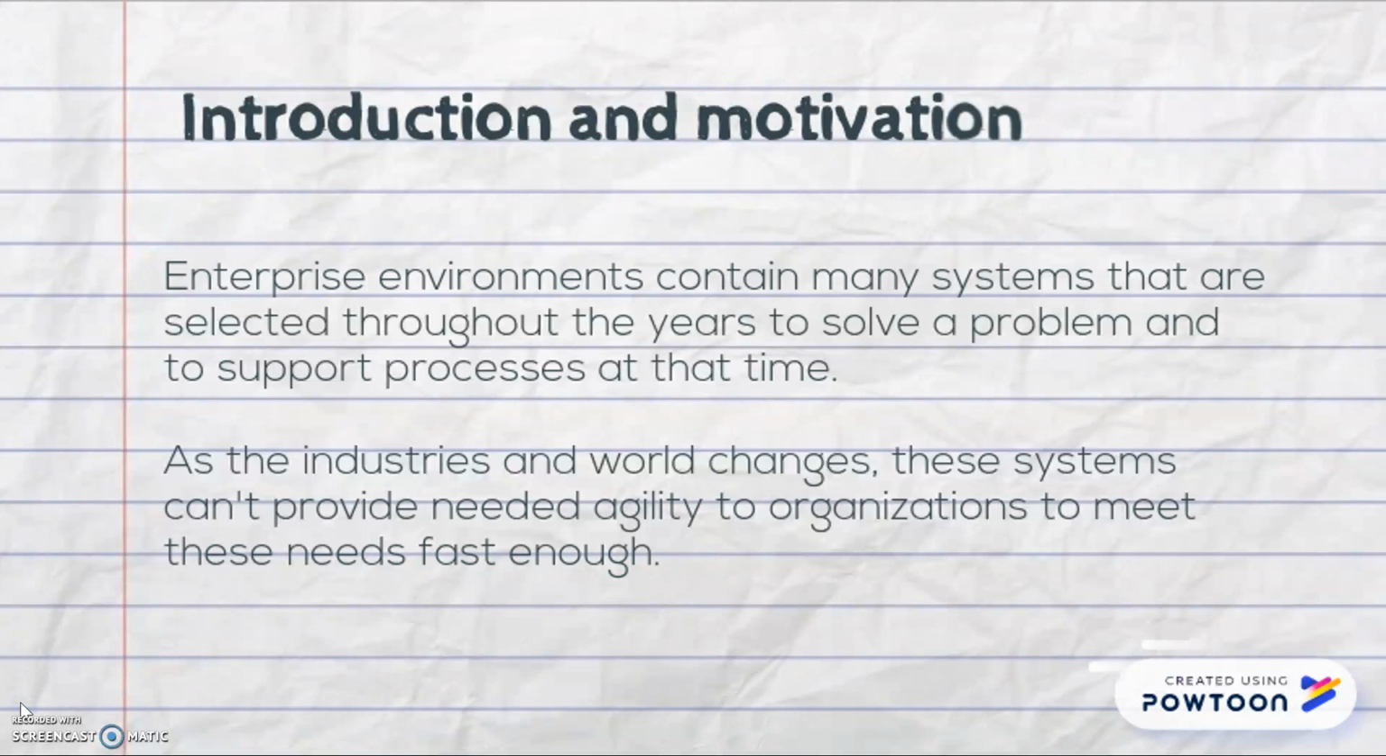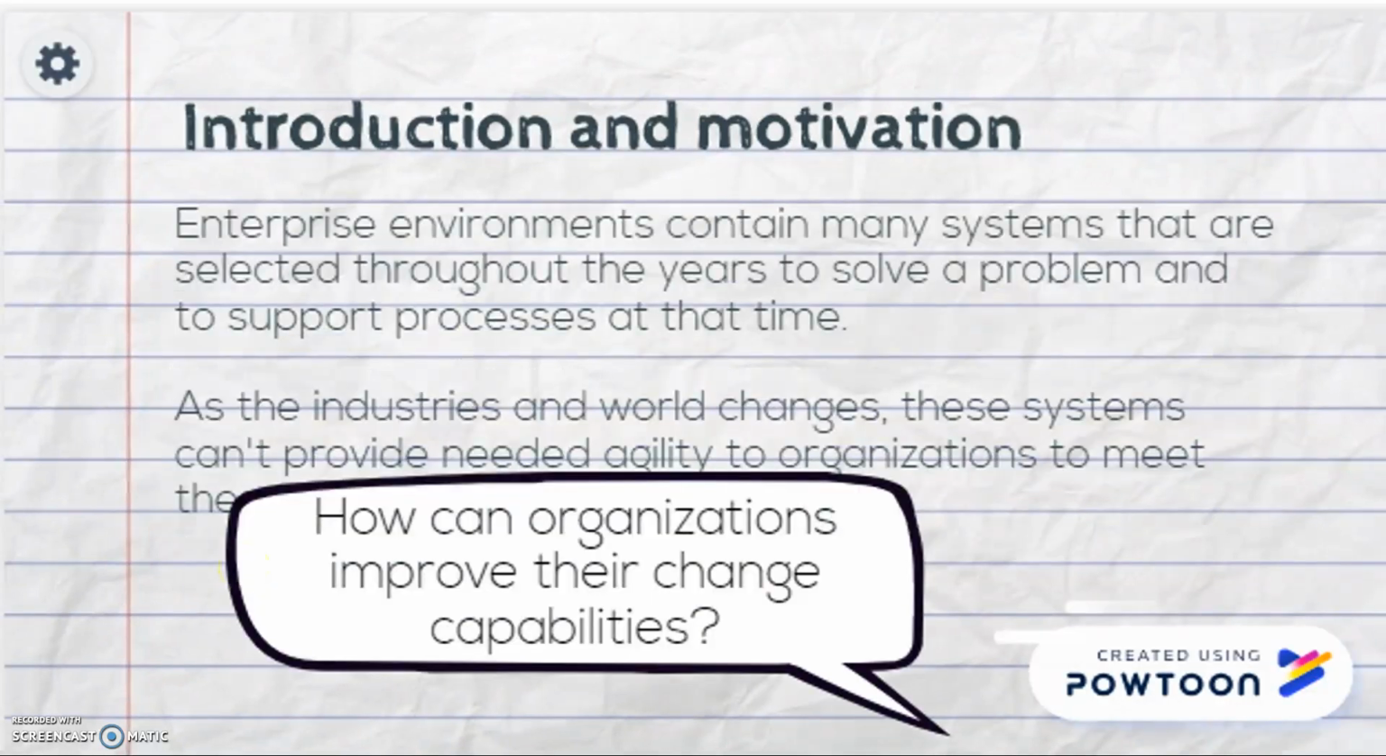Enterprise environments contain many systems that are selected through the years to solve a problem or to support processes at that time. As the industries and the world change, these systems cannot provide the needed agility to organizations to meet these needs fast enough. How can an organization improve their change capabilities?